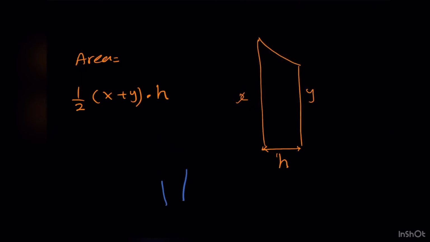Okay. So if that was called y0 and y1, then the area in this case is going to be 1/2 y0 plus y1 multiplied by h. Right.